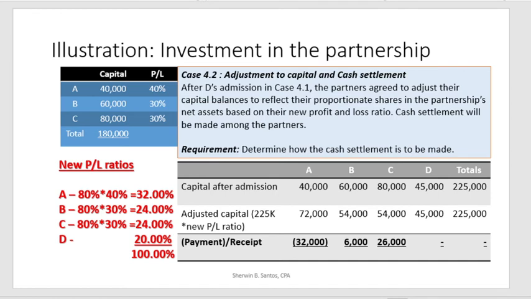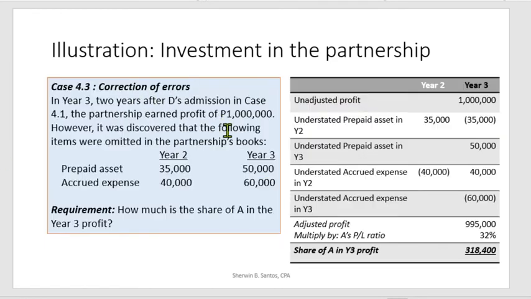Okay, let's proceed to the next computation, the correction of errors. I think this will be the last slide related to the investment in the partnership. So let us look at this. This is a more complicated one. In year 3, 2 years after this admission, so kasunod pa rin to ng case 4.1, the partnership earned profit 1 million. However, it was discovered that the following items were omitted in the partnership's books. Year 2 items for prepaid asset and accrued expenses, then may year 3 din tayo.